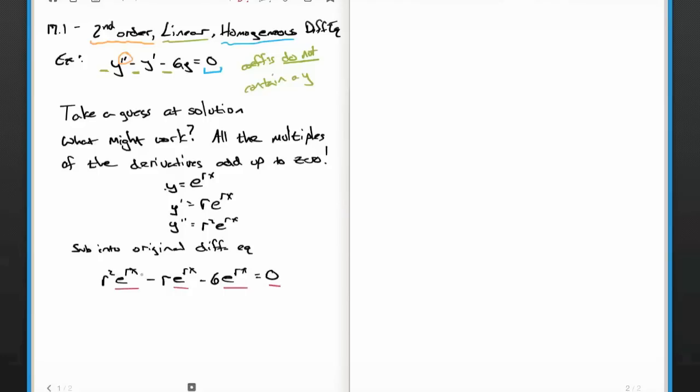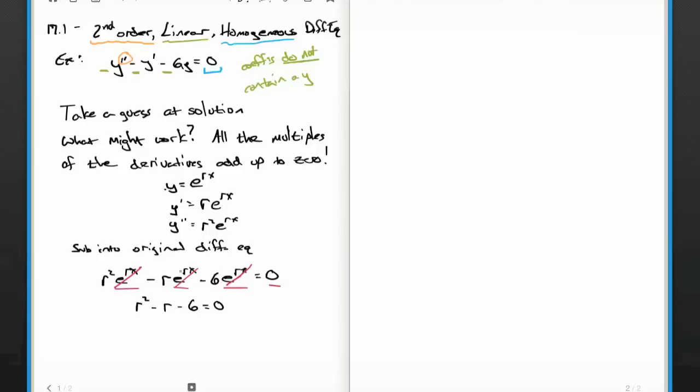And the fact that I'm using the red pen might lead you to say that it all cancels out. So that's pretty nice. That leaves us with a really easy looking equation: r squared minus r minus 6 equals 0.